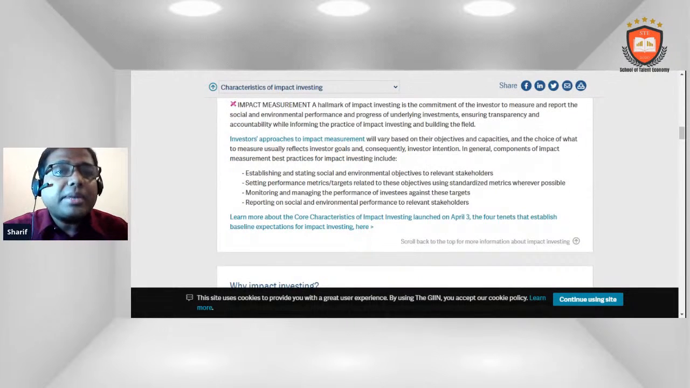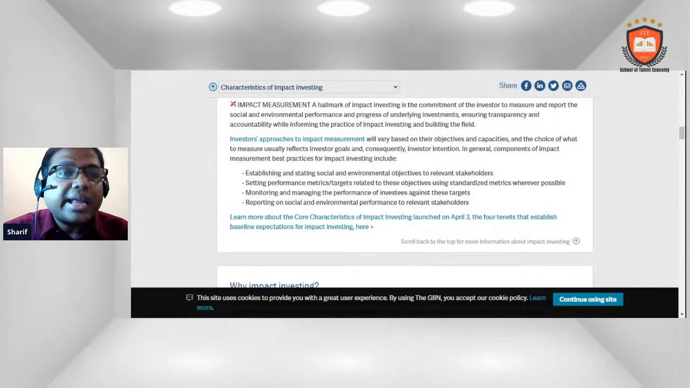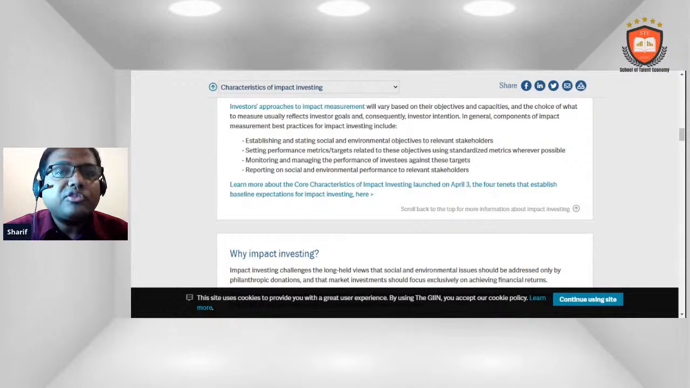Impact measurement: a hallmark of impact investing is the commitment of the investor to measure and report the social and environmental performance and progress of underlying investments, ensuring transparency and accountability while informing the practice of impact investing and building the field. An investor's approach to impact measurement will vary based on their objectives and capacities. The choice of what to measure usually reflects investors' goals and consequences. Investor intentions in general are a component of impact measurement.